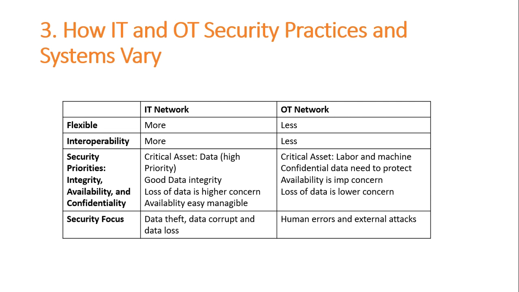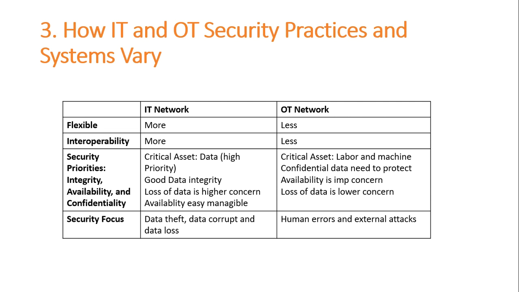Then the most critical asset in the IT network is data. Data leakage and data theft should be taken care of very well in IT security. But the critical asset in OT security is labor and machine automation. When something goes wrong with the machines, loss of life may happen. So the critical asset is labor.